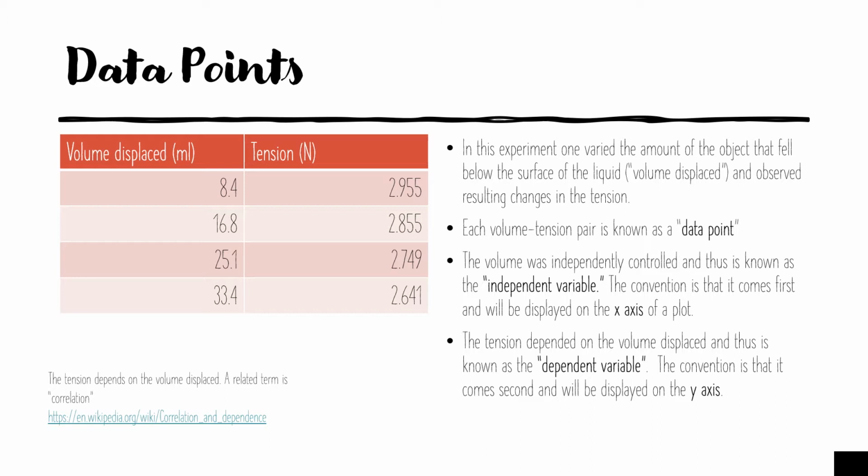The tension is the dependent variable. After the object was lowered, then we see what tension happens to arise from it. And it will be, by convention, displayed on the y-axis. So we will say that the tension depends on the volume displaced, or a related term is correlation. The tension is correlated with the volume displaced.